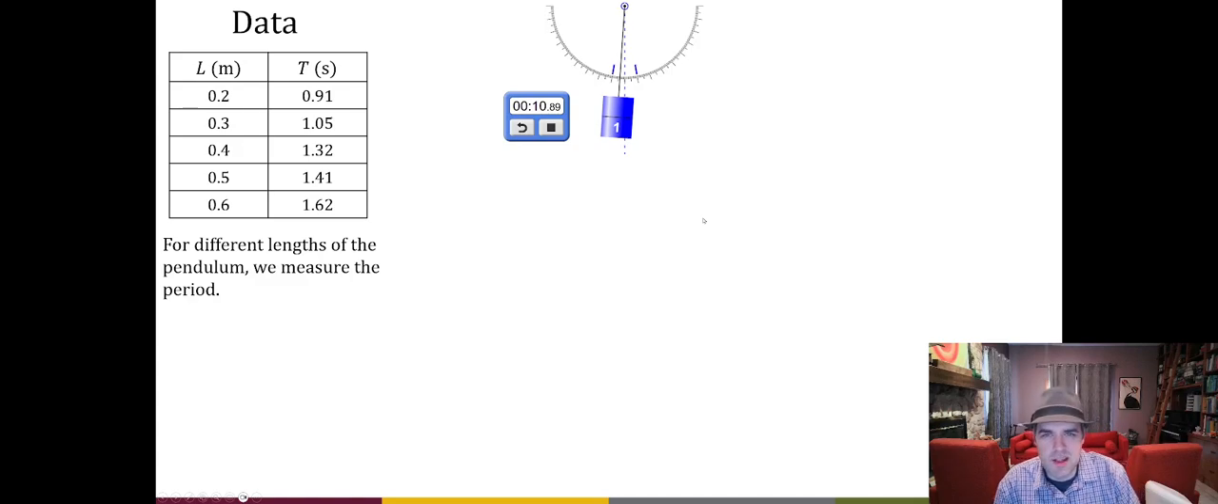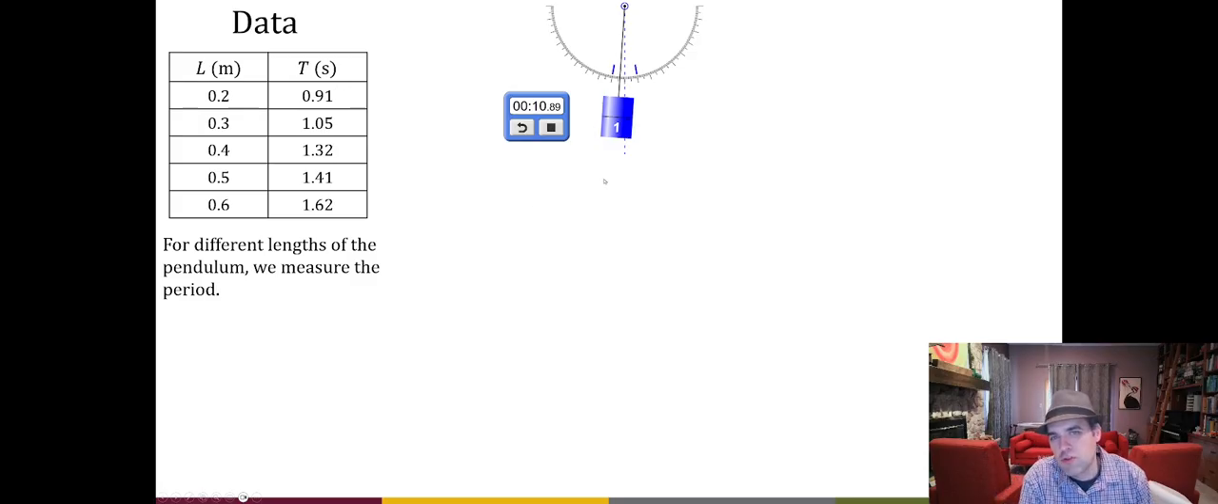Hello everyone. Let me walk you through the lab for this week. We're going to be investigating pendulums. We're going to use this simulation. We're going to time how long it takes for one full oscillation, also known as the period of the pendulum. And we're going to do that for different lengths of the pendulum. So here, 0.2 meters, 0.3 meters, and so on. And we're going to time the period for each of those.